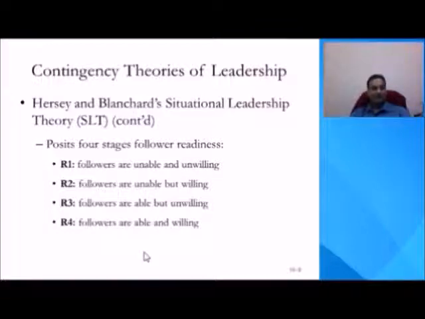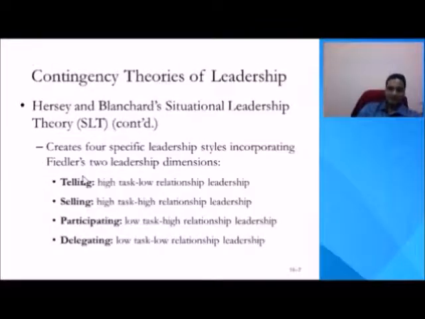What the situational leadership theory says is that for these four levels of follower readiness, so for four types of followers, you have to match your leadership style. So this is a much more refined version of the Fiedler model that we have seen.